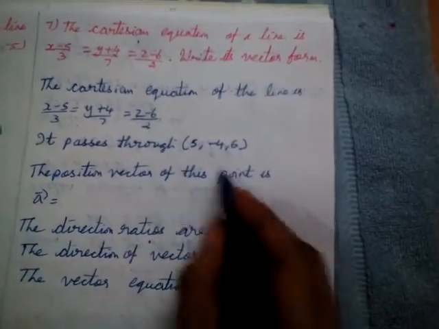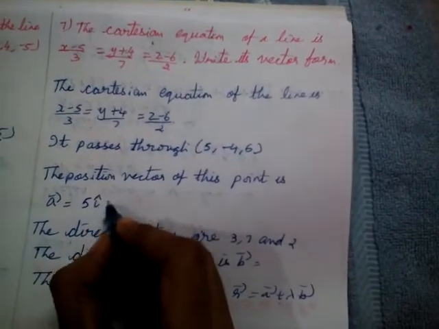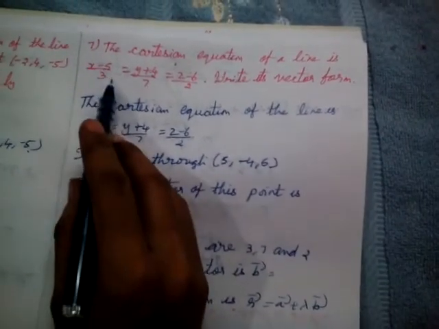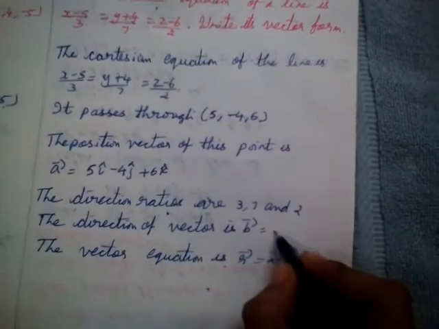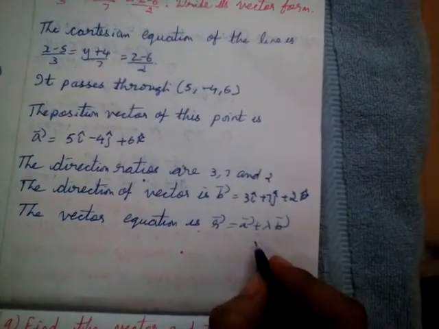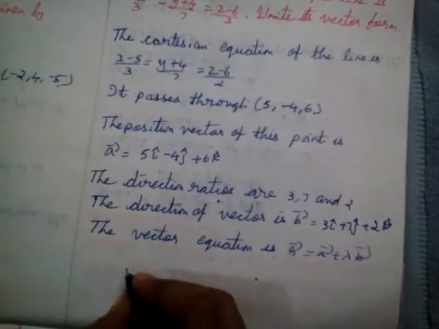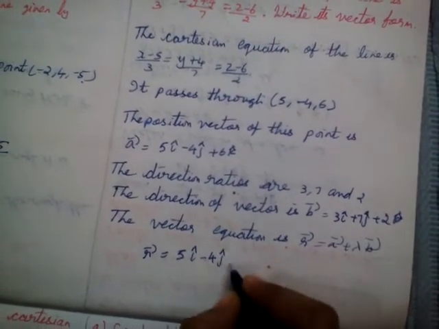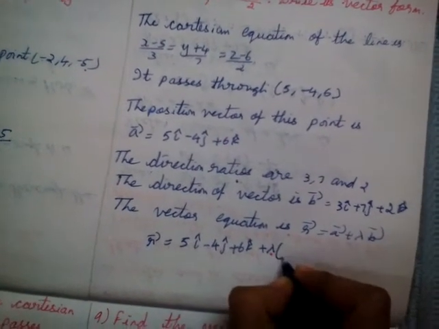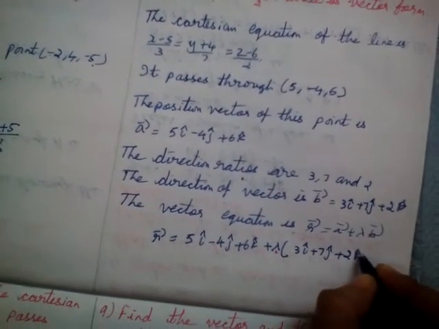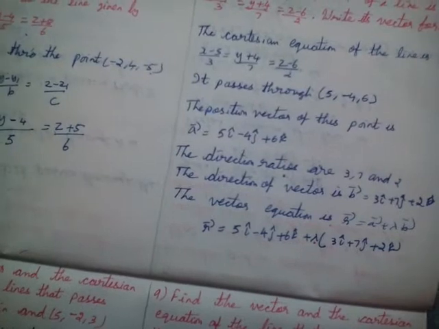The position vector of this point will be a vector equal to 5i minus 4j plus 6k. And the direction ratios of the line are 3, 7 and 2, so the direction vector will be 3i plus 7j plus 2k. The vector equation is of the form r vector equals a vector plus lambda b vector. So r vector equals 5i minus 4j plus 6k plus lambda into (3i plus 7j plus 2k). This is the vector equation obtained from the Cartesian form.